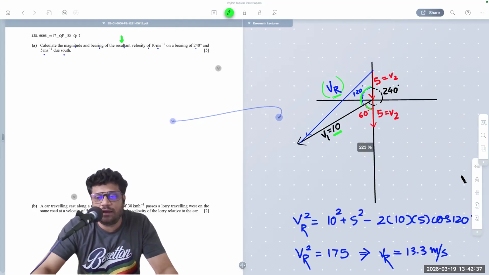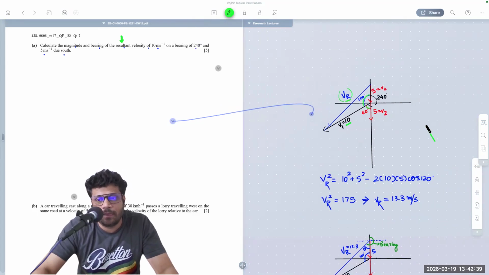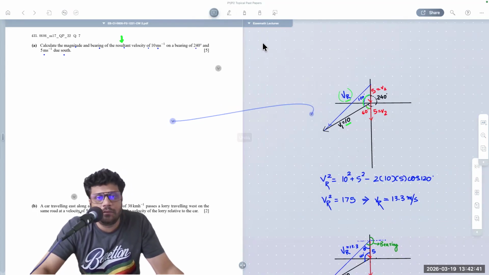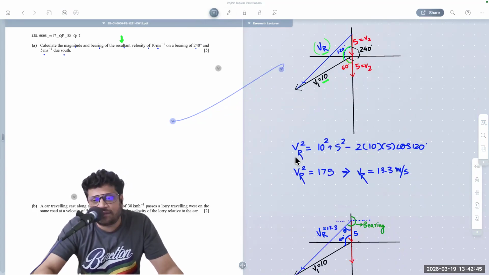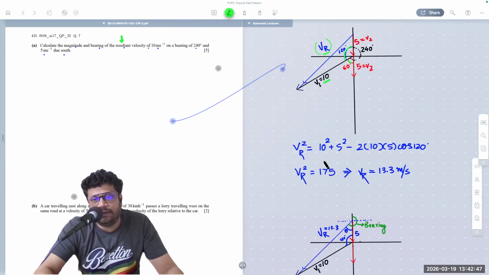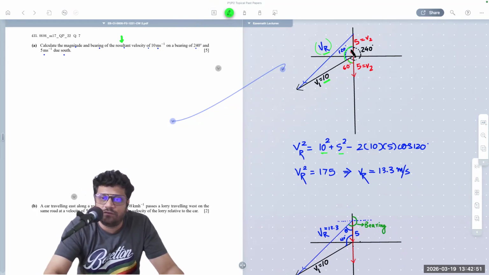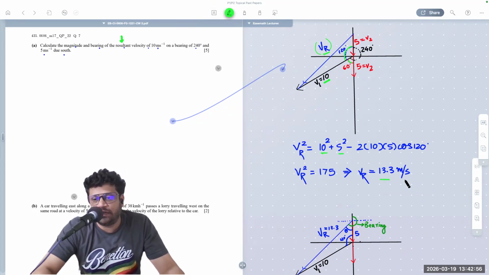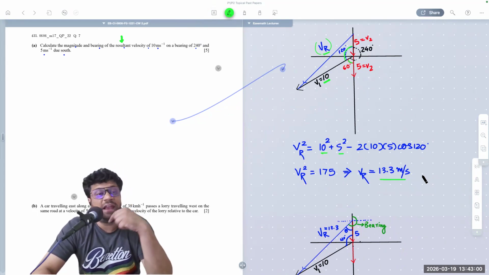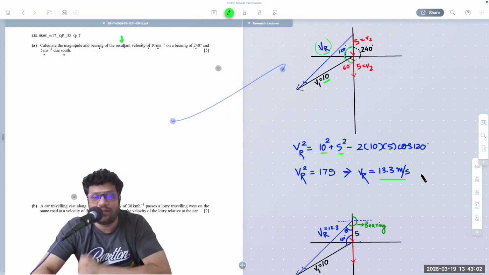I'm going to use the cosine rule again. So there, let's see. VR square equals 10 square plus 5 square minus 2 into 10 into 5 into cos of 120. That's the angle between the two. The resultant velocity comes out to be 13.3 meter per second. And now they can ask you for the bearing also. They have asked you for the bearing.